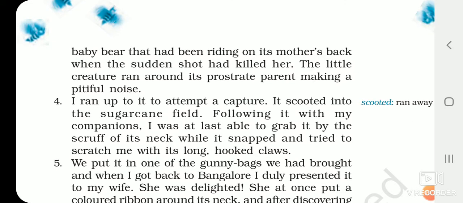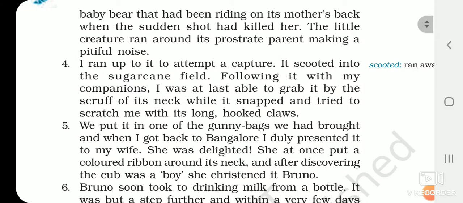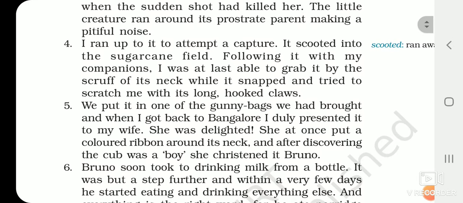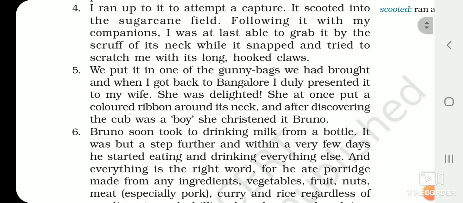Following it with my companions, I was at last able to grab it by the scruff of its neck. Scruff here means the hair of the neck. While it snapped and tried to scratch me with its long hooked claws. Snap means trying to escape over here. Then we put it in one of the gunny bags we had brought, and when I got to Bangalore, I duly presented it to my wife. She was delighted.